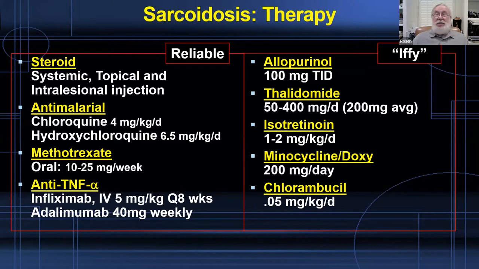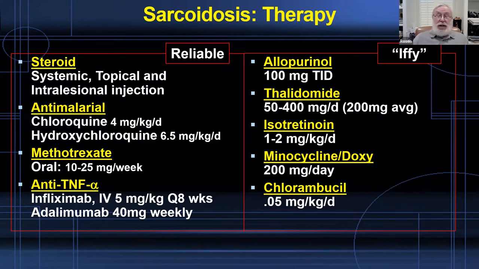In fact, none of this is approved for sarcoid, but infliximab and adalimumab. Usually using adalimumab requires weekly, not every other weekly dose. And infliximab, every 8 weeks, IV infusion, 5 milligrams per kilogram. You can go up, but when you go above 5 milligrams per kilogram on your infliximab infusions, there are more risks of side effects. So the big four: steroid, antimalarial, methotrexate, anti-TNF.